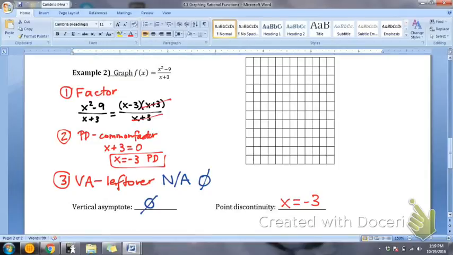Okay, now we've figured that part out. We're going to use our calculator, our graphing calculator. Remember to put the original equation, x squared minus 9, divided by x plus 3, in parentheses, both of them.